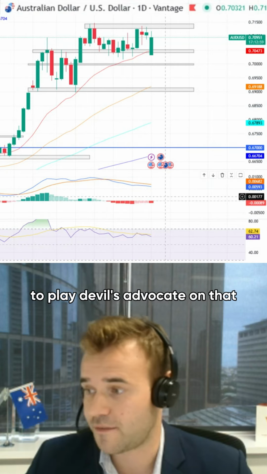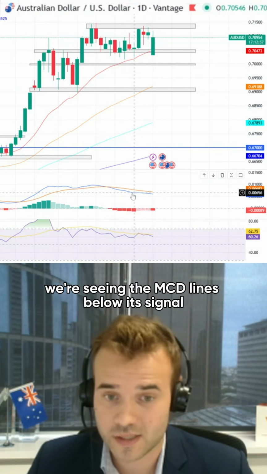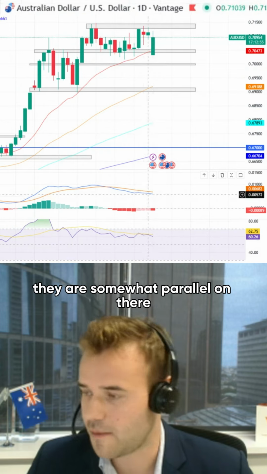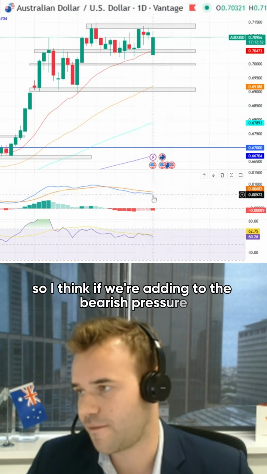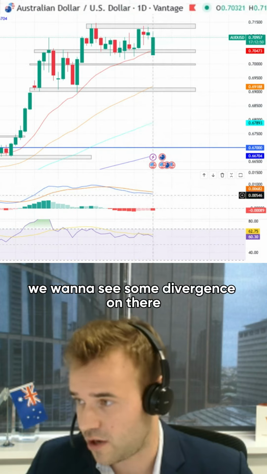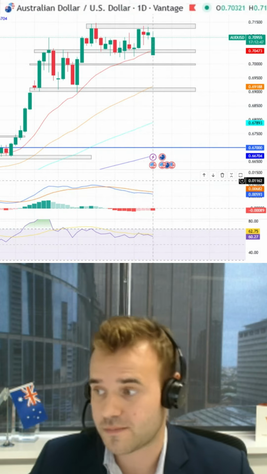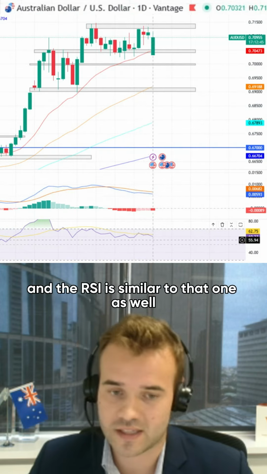However, to play devil's advocate, we're seeing the MACD lines below their signal. They are somewhat parallel, so not a lot of divergence. If we're adding to the bearish pressure, we want to see some divergence there. If we're looking for buying opportunities, we probably want to see some convergence, and the RSI is similar to that one as well.